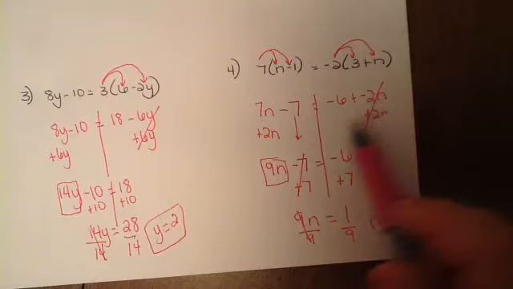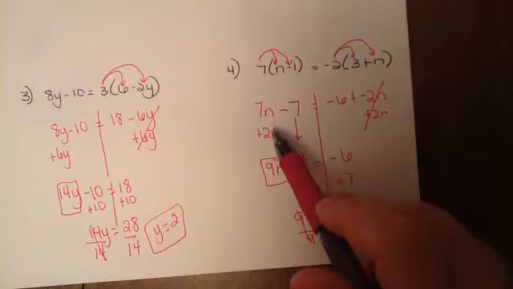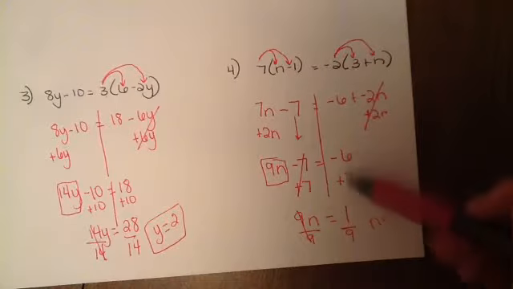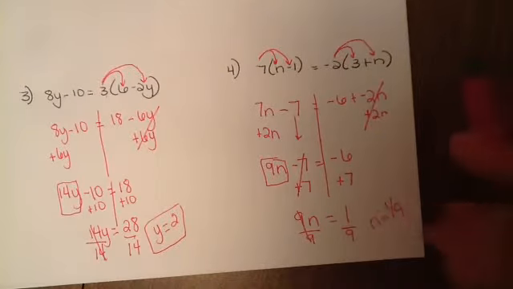So distribute first, get rid of parentheses. Bring the smallest variable over so that you have variable on the same side. We cannot have variables on both sides. Solve our equation for the variable. Nice job.